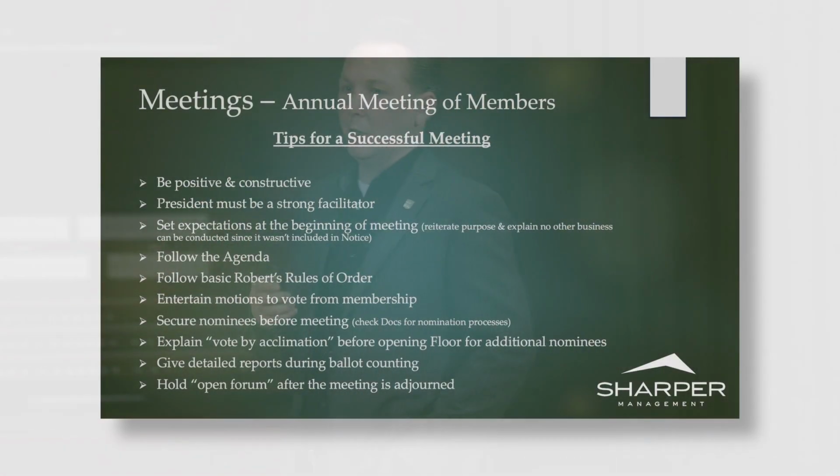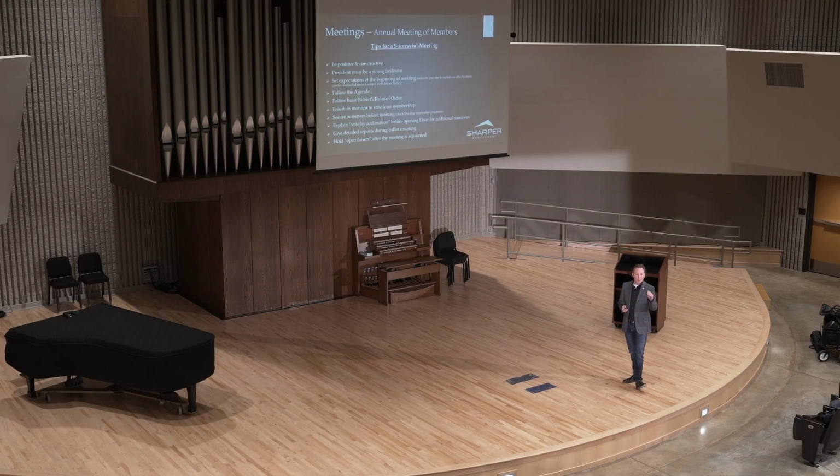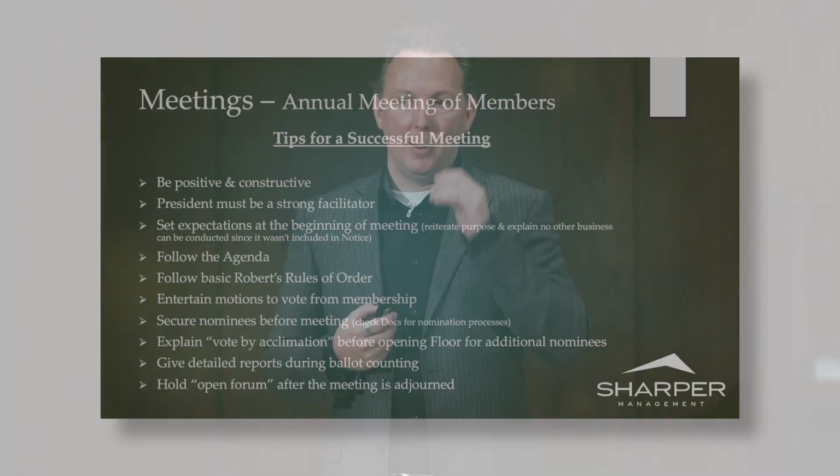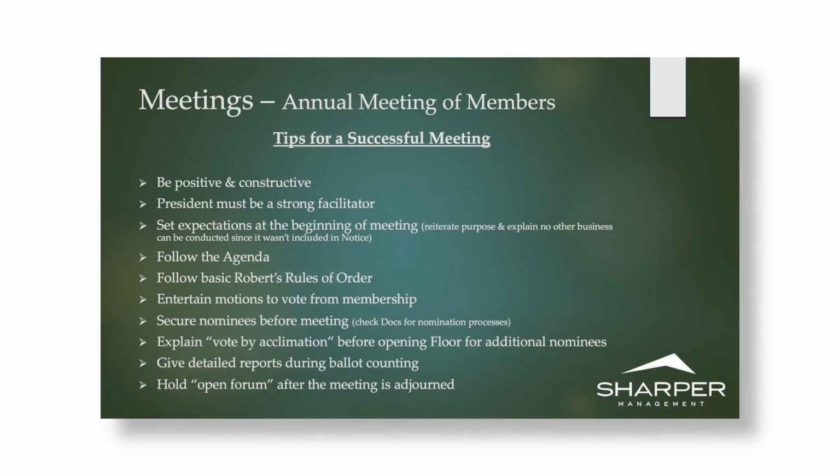Again, set the expectations. I just touched on that. Just what is it we're going to do tonight? Follow the agenda. That's why you have it. Go through point by point. Follow basic Robert's Rules of Order. Here's one little thing about annual meetings that I see boards do a lot of the time. There's a misunderstanding amongst the board that they think they should be making the motions. But remember, this is the membership meeting, the meeting of your homeowners. So they should be the ones making motions. And there shouldn't be much to be motioning.